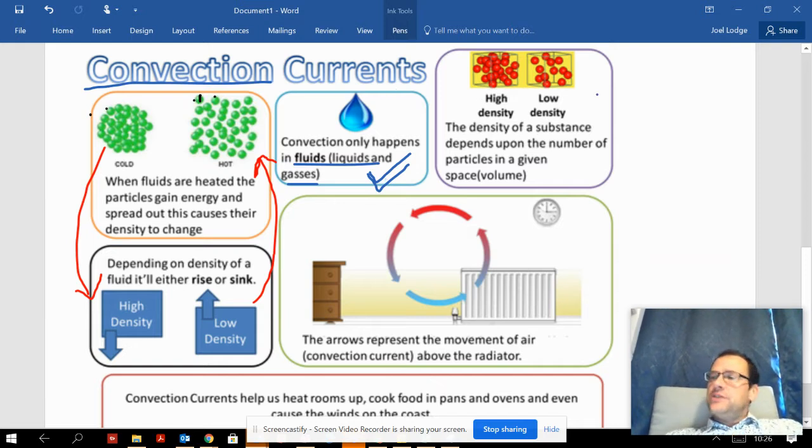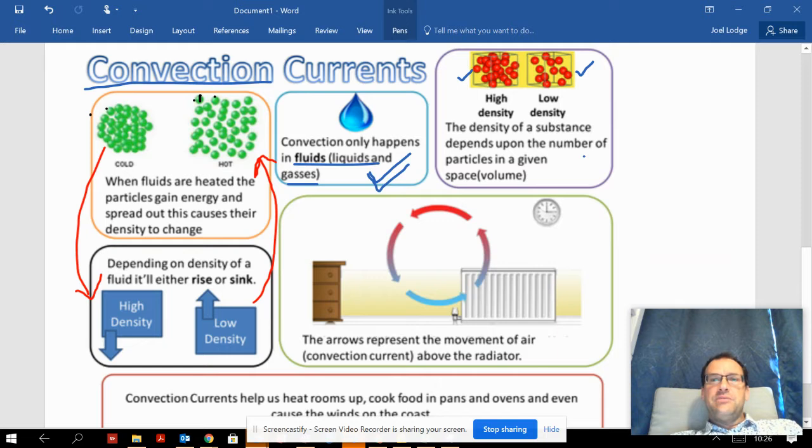Now we need to get this concept of density really clear in our heads when we're understanding convection. This diagram illustrates it quite well. It's a good idea to get these two diagrams in your book, and the definition. The density depends on the number of particles in a given volume. We can see the two volumes here are the same. The one on the left, however, has a higher number of particles. The one on the right has a lower number of particles. So the one on the right has a lower density, we say.